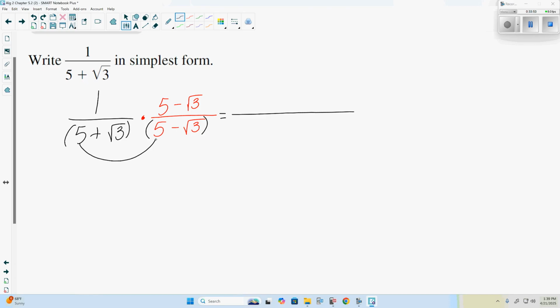When we do this multiplication, well, 5 times 5 is 25. 5 times negative square root of 3 is negative 5 square root of 3. Positive square root of 3 times positive 5 is positive 5 square root of 3. And lastly, square root of 3 times negative square root of 3 would be negative square root of 9. 25. Negative 5 square roots of 3 plus 5 square roots of 3 would be 0. So those radicals go away. Minus, well, we still have this square root of 9 left, yes? Well, what is the square root of 9?